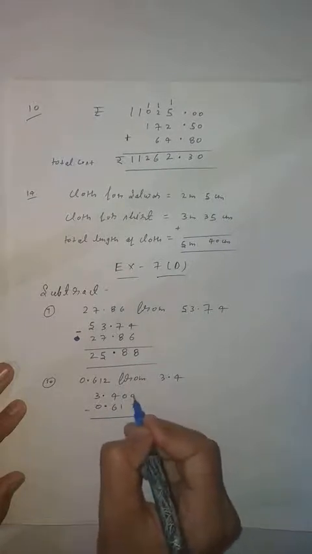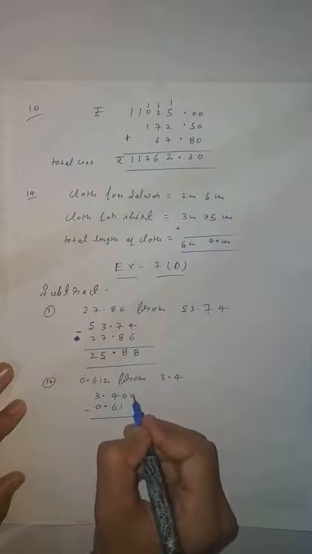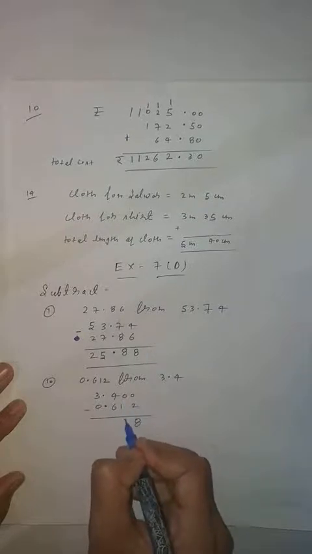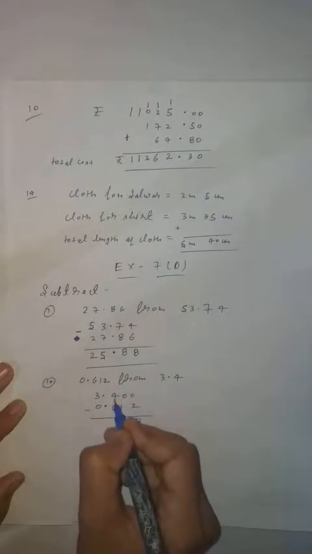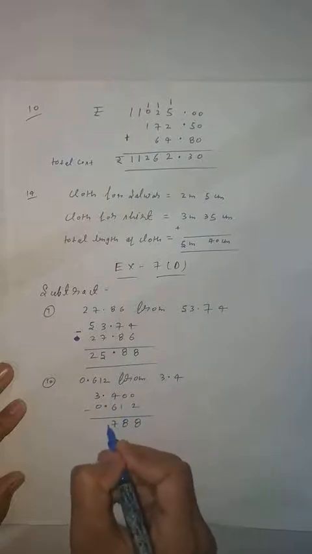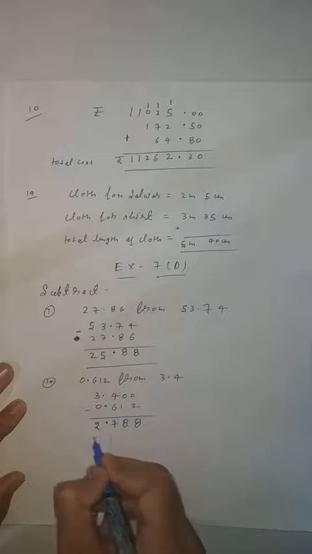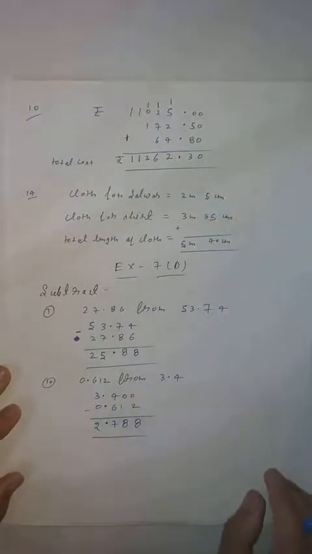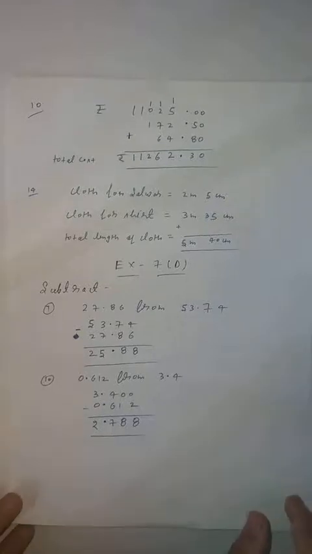Subtract. Now carry you will take, it will become 10. 10 minus 2 is 8. Here it will become 9, because you take 1 carry. So 10 minus 1 is 9, minus 1 is 8. Clear? Now here it will become 3, 1 carry you will take, so 30 minus 6 is 7, and here it will become decimal and it will become 2. The answer is 2.788. Clear students? So by this way you can solve this question. Clear students?